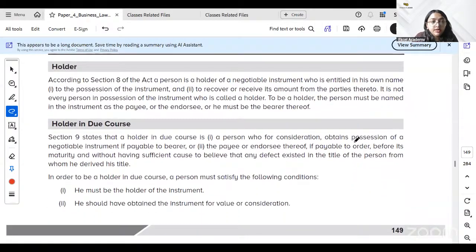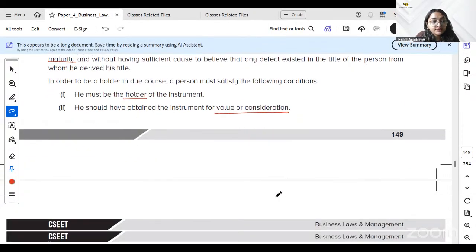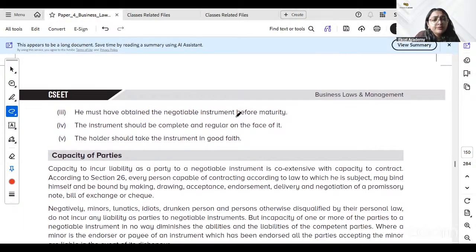Next is your holder. Okay, that is according to section 8. Who is the holder? The person who is in possession of the instrument, who is entitled to recover or receive its amount. A holder in due course is a holder who for consideration has obtained the instrument, the payee or the endorsee if payable to order, before its maturity, and had no sufficient cause to believe that the transferor does not have title to it. He must be the holder, obtain the instrument for value or consideration, the instrument should have been obtained before maturity, should be complete and regular on the face of it, and the holder should take the instrument in good faith.